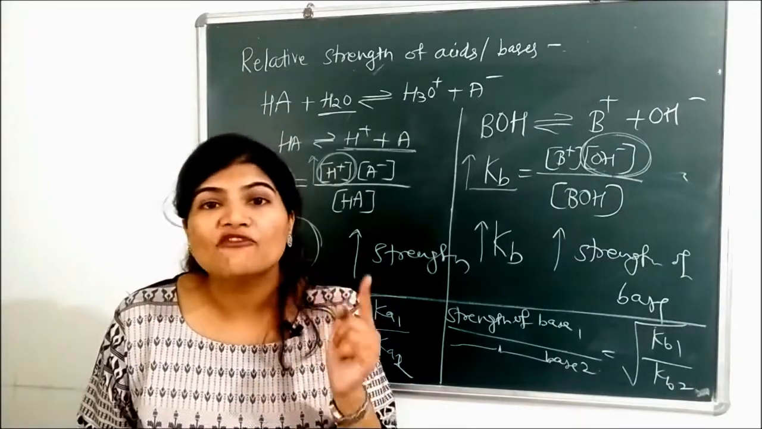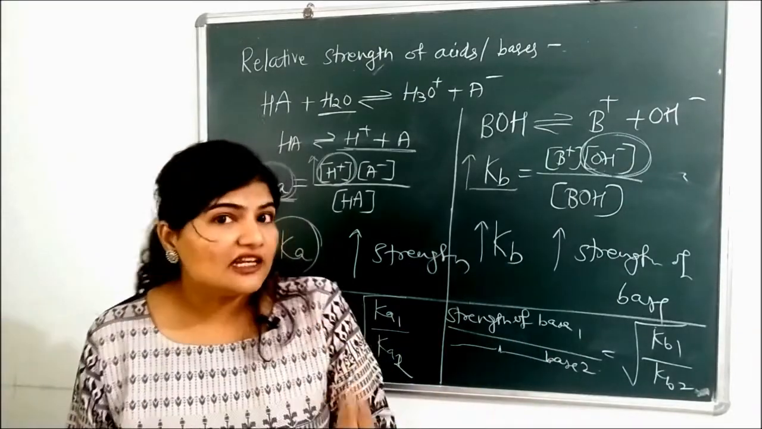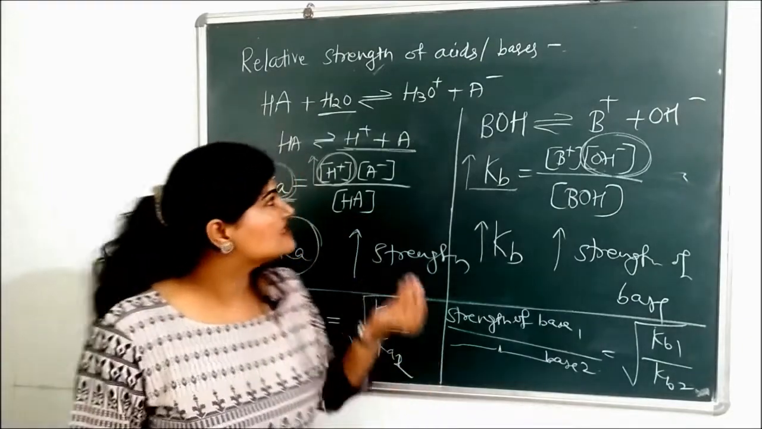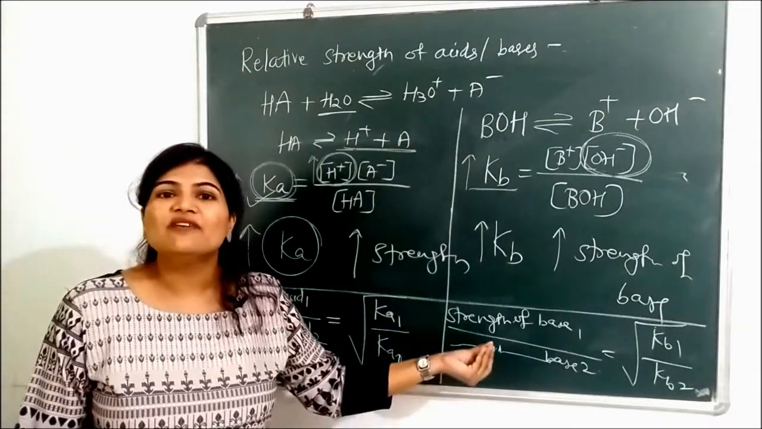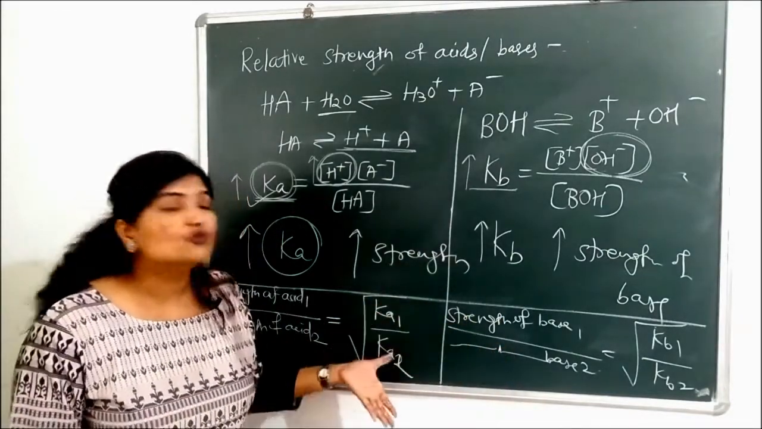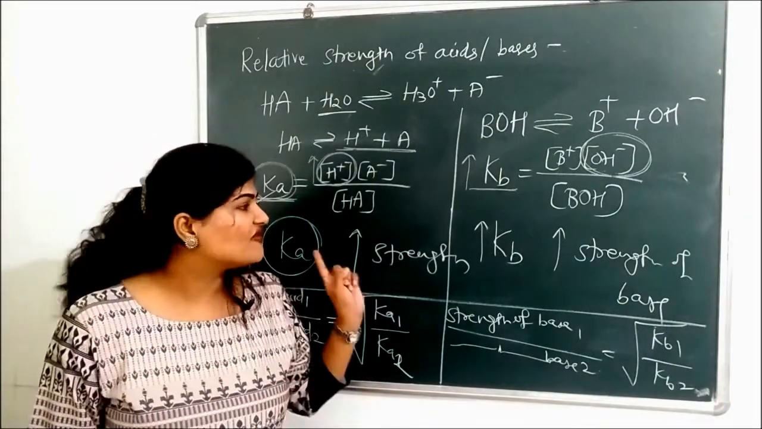Then we discussed the law of mass action, which means the velocity or the rate of reaction is directly proportional to the active masses of reacting substances. And then we discussed the relative strengths of acids and bases: what are the Ka and Kb values, what is the acid dissociation constant, what is the base dissociation constant, and how you can use those values to your benefit to determine the relative strengths of acids and bases.